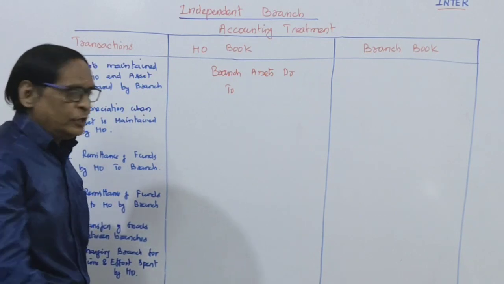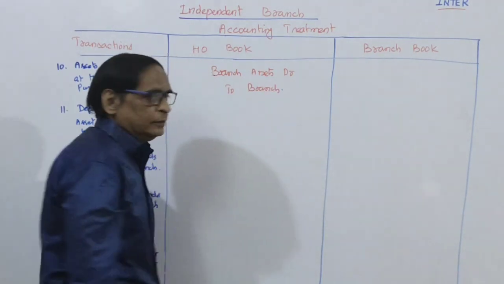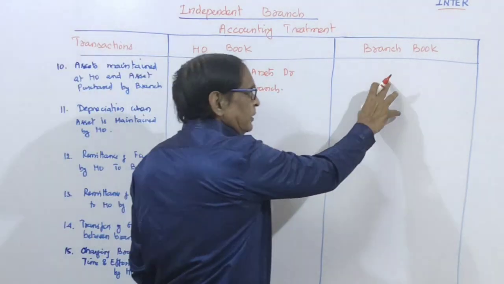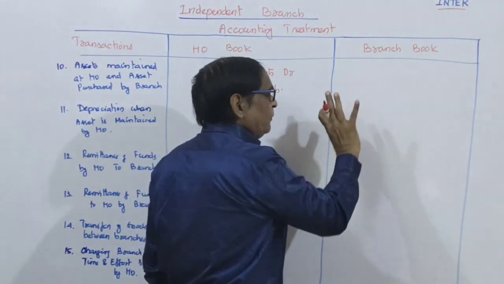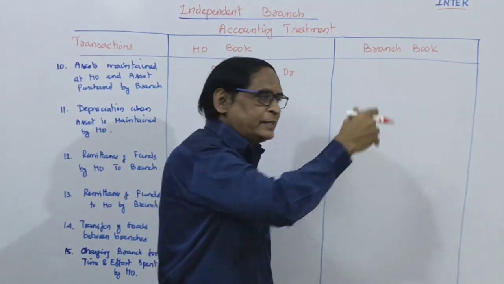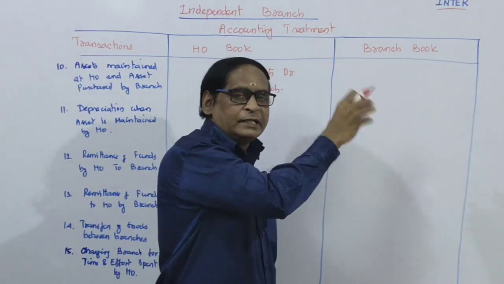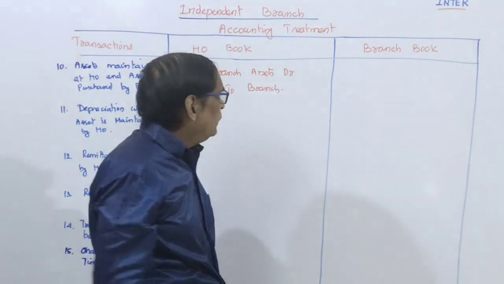So he is the giver. So branch should be credited. Clear? But here they are not necessary. I mean they are not maintaining the assets in their books. All the books of assets and liabilities are maintained in head office book.